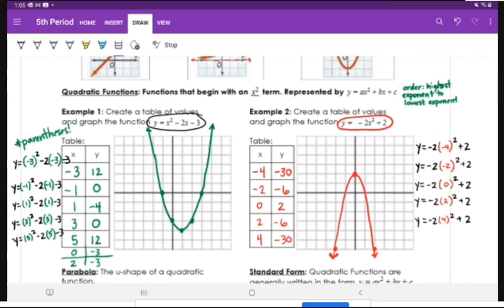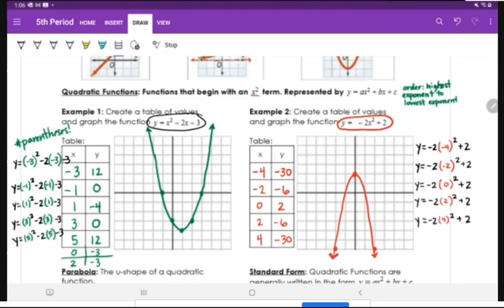Lincoln, why don't you take a stab at it? Can you see any differences between these two graphs? I see something that stands out. They're kind of opposites in some way. In what way are these two graphs opposites of each other? Yeah, one's pointing up and the other's pointing down.